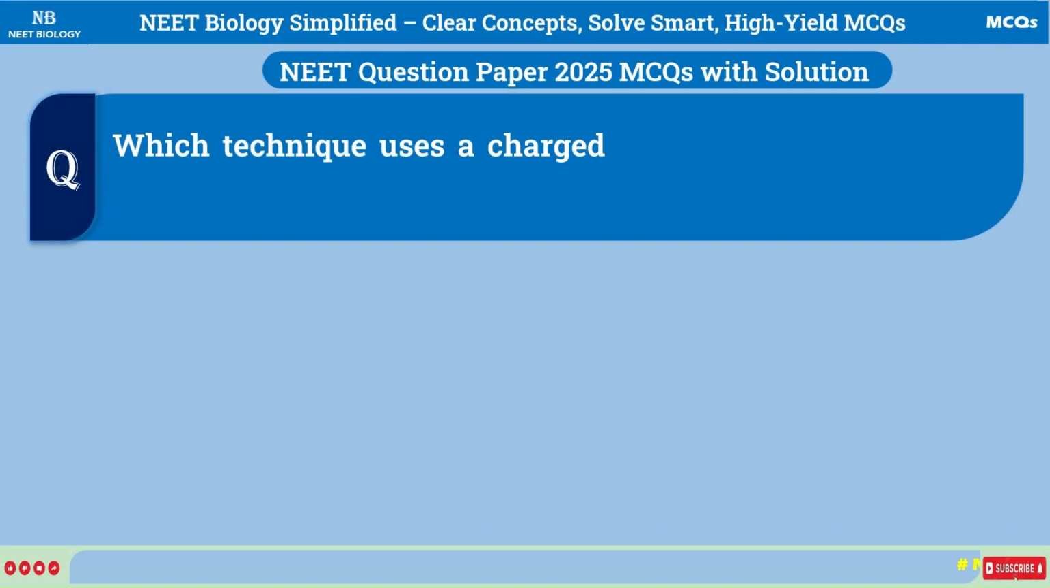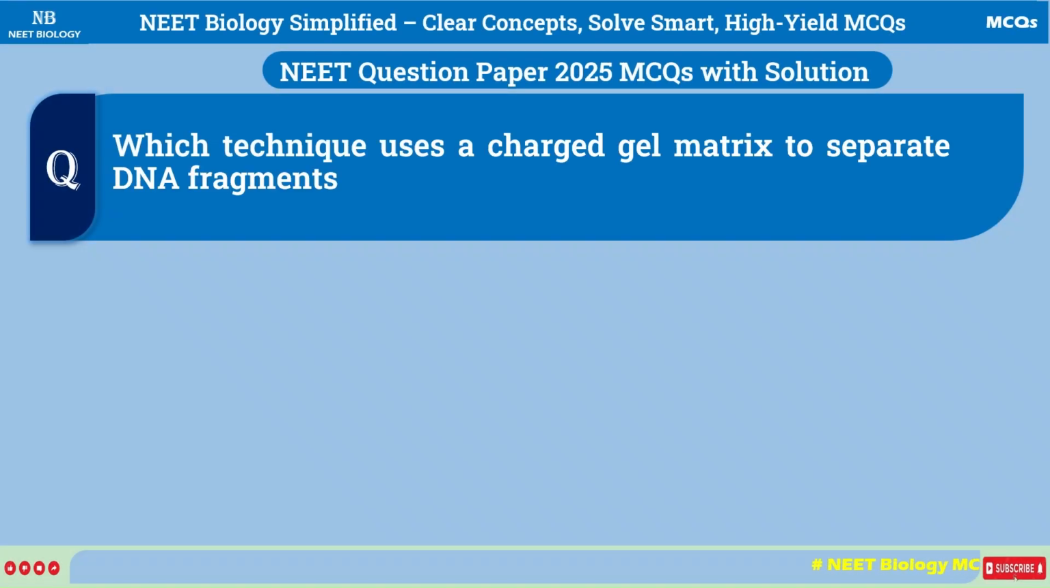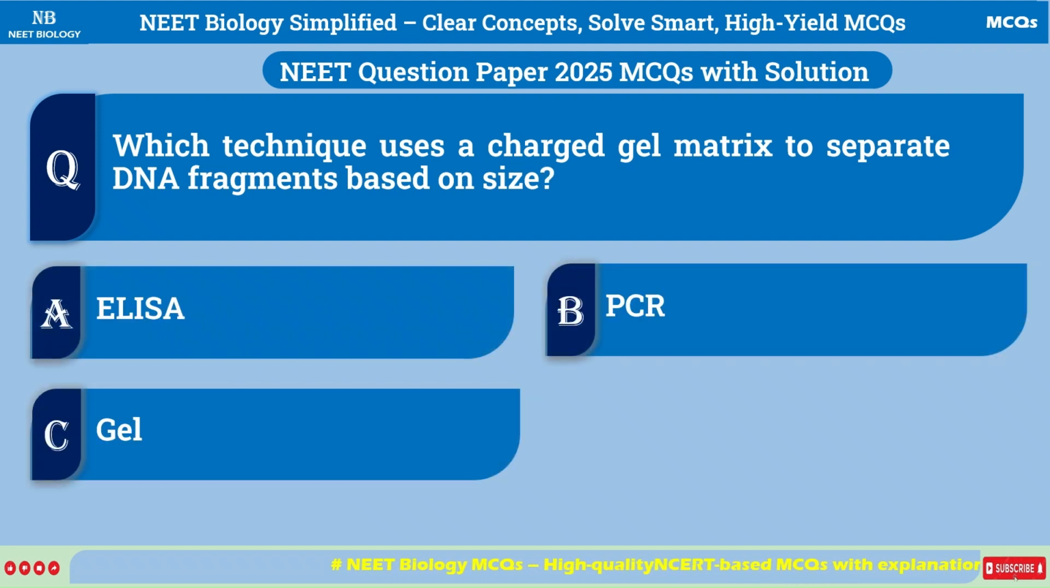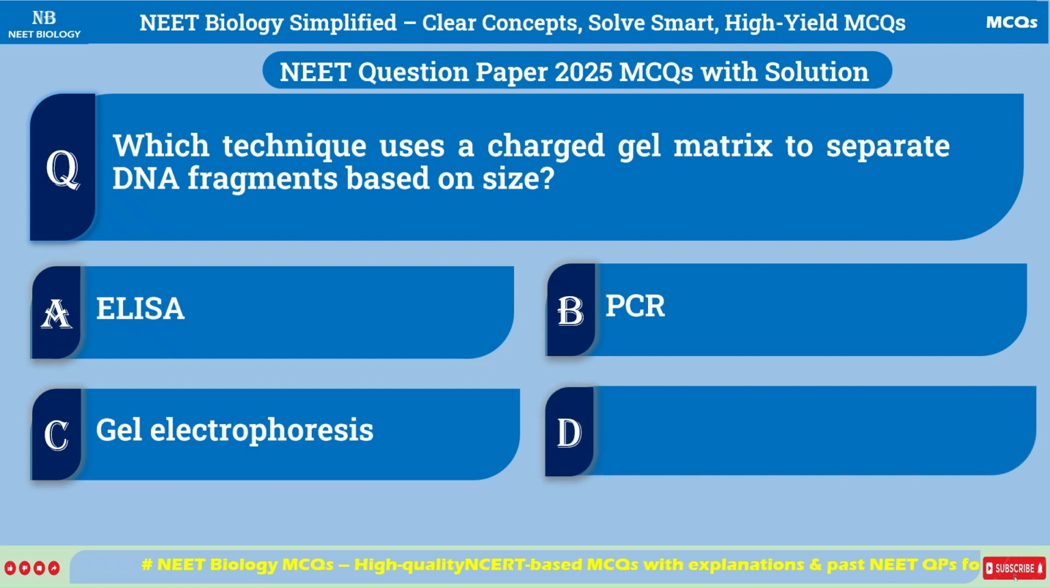Which technique uses a charged gel matrix to separate DNA fragments based on size? A. ELISA, B. PCR, C. Gel electrophoresis, D. Autoradiography.